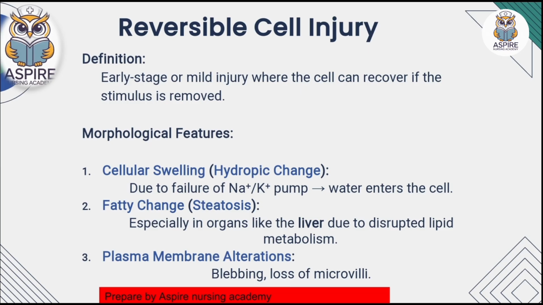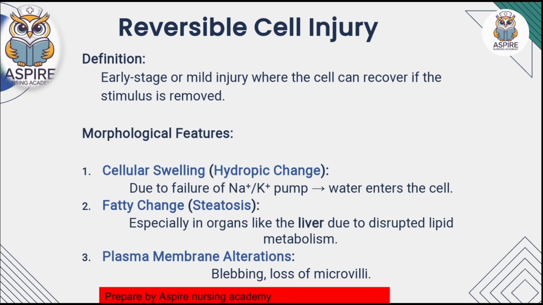Reversible cell injury. Now let's talk about what happens when injury is mild and early. This is called reversible injury, and the good news is the cell can recover if the stress is removed in time. But how does it look under a microscope? Morphological features of reversible injury.